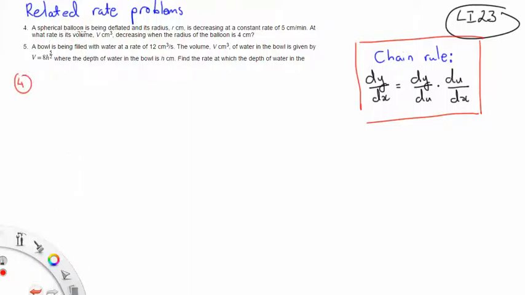We have a spherical balloon being deflated and its radius is decreasing at this rate. As soon as you see a rate, underline it, make a mental note. It's very important. Anywhere where they mention a rate, put it on your page. So we have a constant rate of 5 centimeters a minute. We have to take this and write it in the language of calculus.